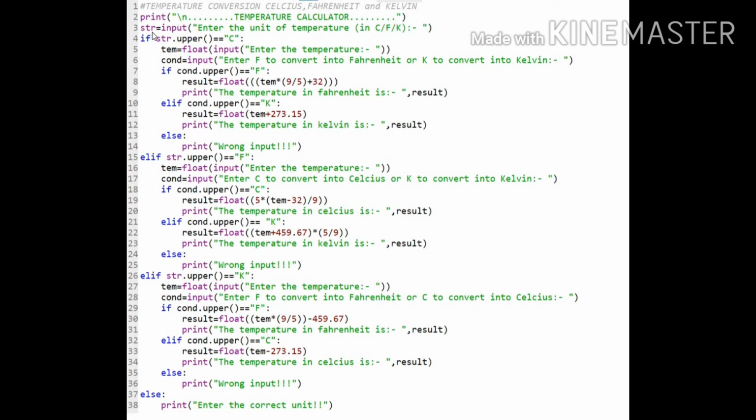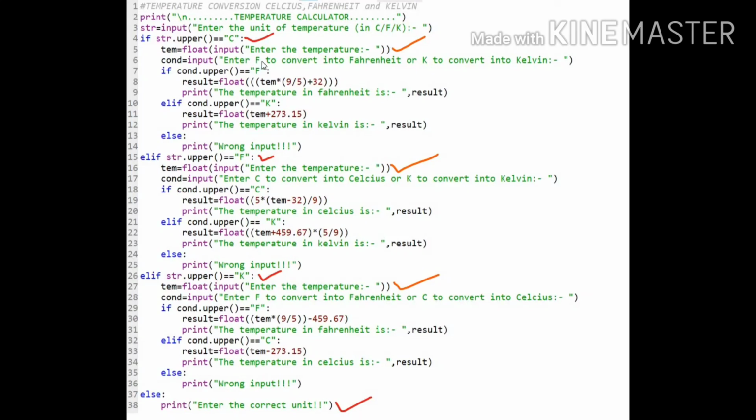First, I have used a string operator named str to get the input of the unit given by the user. Then I have checked whether it is C, Celsius, Fahrenheit or K. If this does not satisfy, then it will print an error, this one. After that, we have taken input of the temperature from the user in all of them, this one and this one.